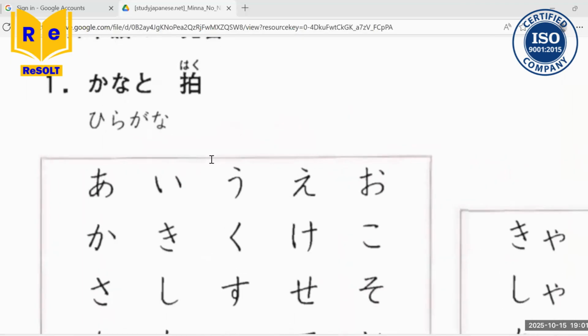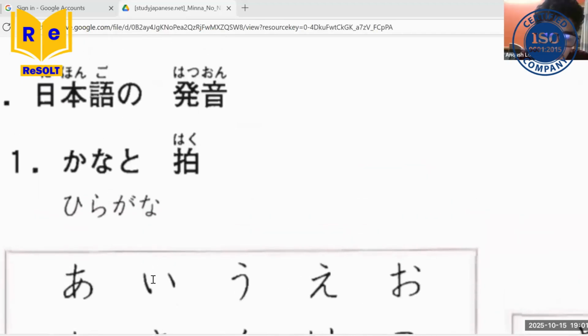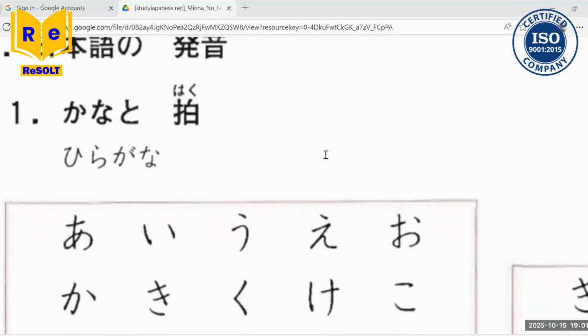Okay, this one we did remember. A, E, U, A, O. Yes, ma'am. This is A. Then this is E. Then U, it is U, and O. Correct. Next line is what?